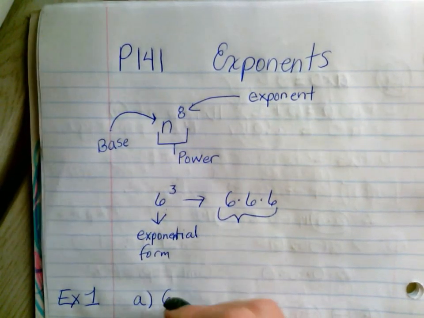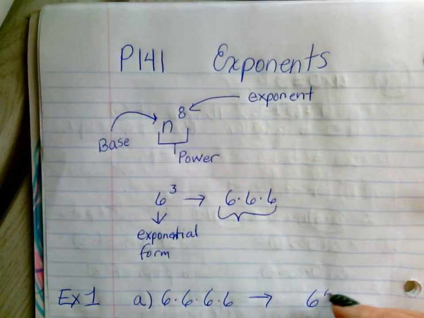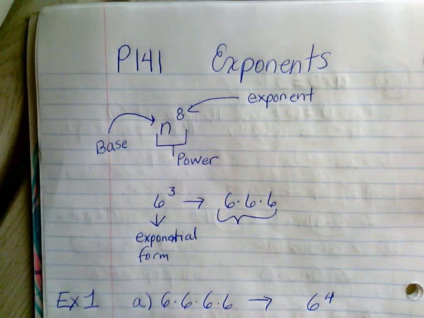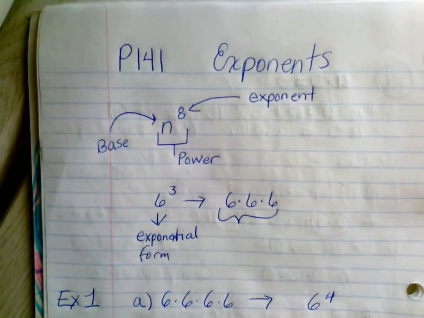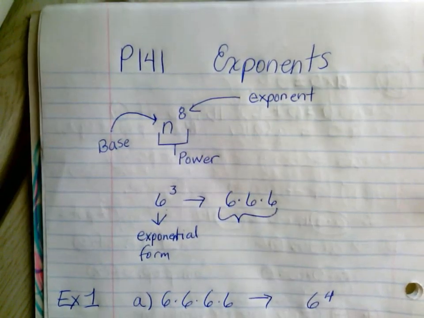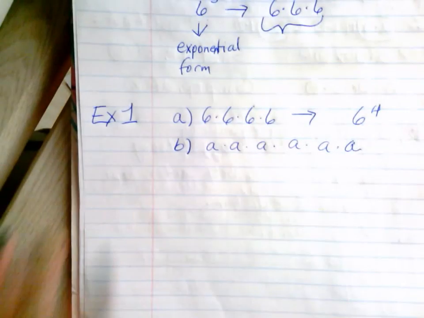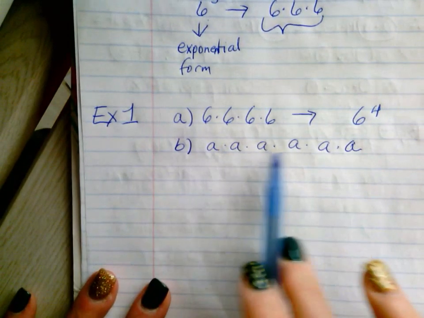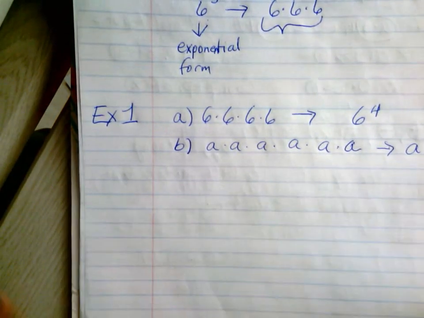Example 1, they give you several samples. A, that in exponential form is 6 to the 4th. B, another simple one, that's how many A's? Is it 6? Lord willing. A to the 6th.